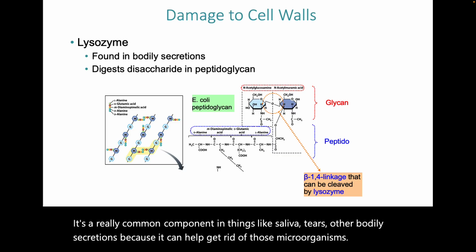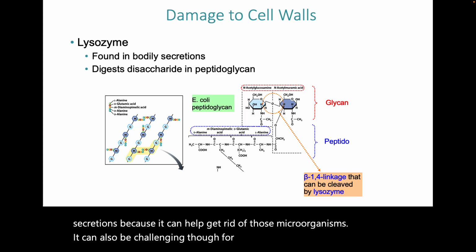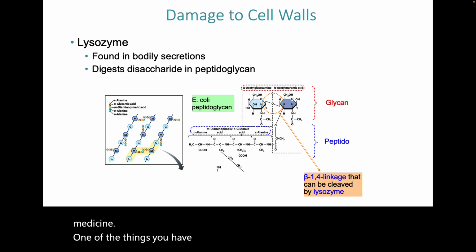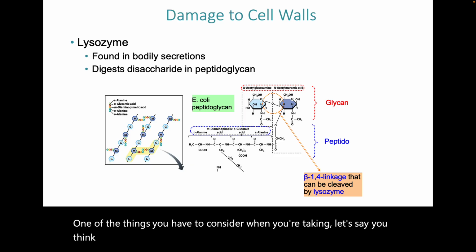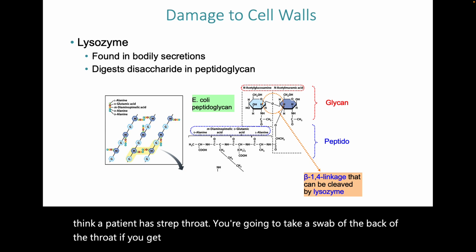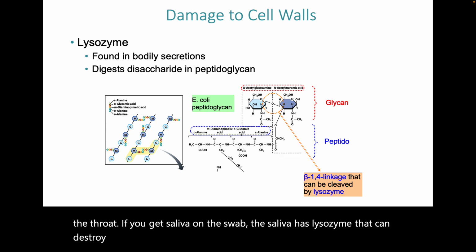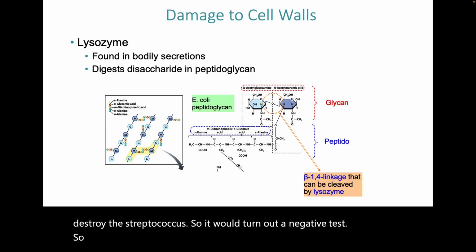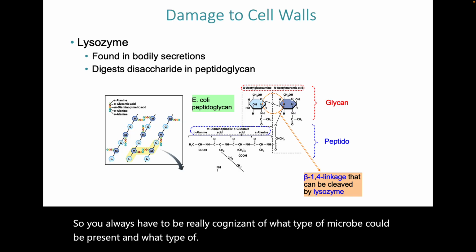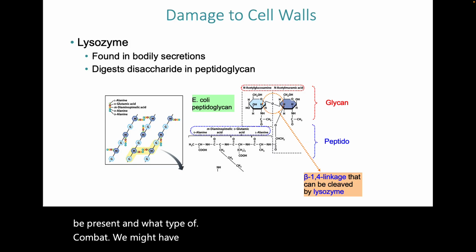It can also be challenging, though, for some of you going into clinical medicine. One of the things you have to consider, let's say you think a patient has strep throat, you're going to take a swab of the back of the throat. If you get saliva on the swab, the saliva has lysozyme that can destroy the streptococcus, so it would turn out a negative test. So you always have to be really cognizant of what type of microbe could be present and what type of combat we might have that could interfere with your results.